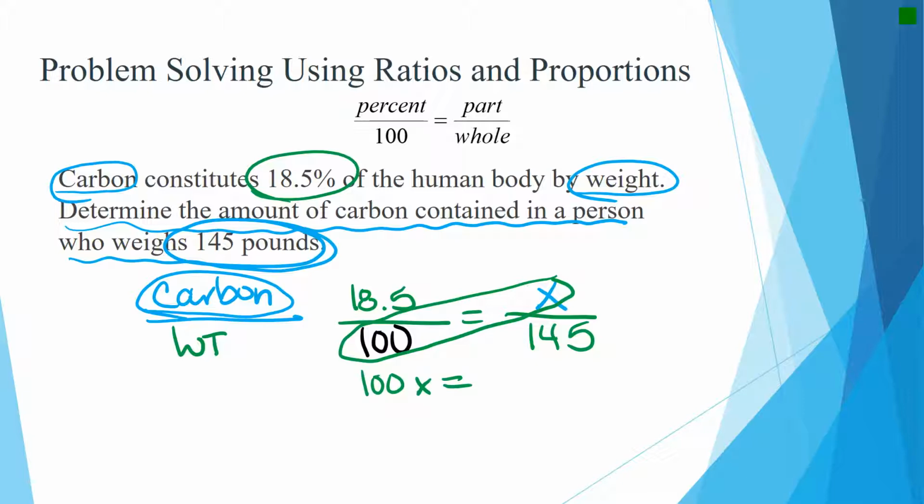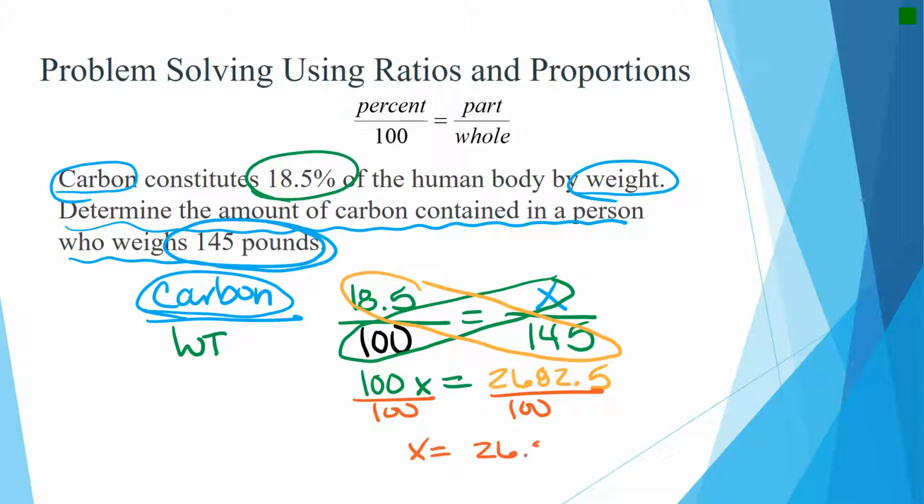100x equals, then we're going to multiply these two, and that's 2,682.5. We're going to divide by 100. So x is going to equal 26.825. And what does that represent? That represents the amount of carbon. So that's how much carbon, probably pounds of carbon. I don't know. Sure, pounds of carbon. I'm not really a science person. I just know how to do the math.